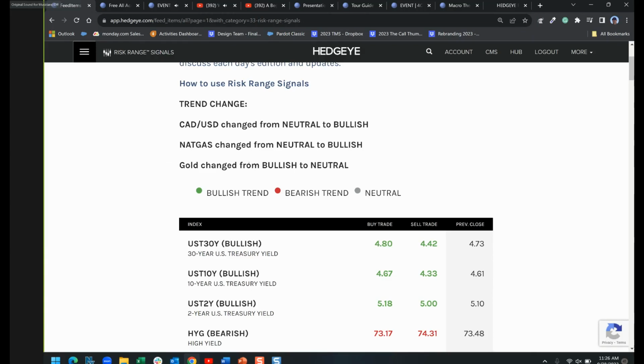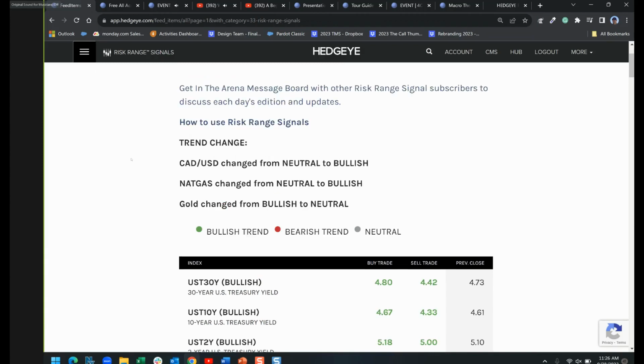There are a number of beginner guides about reviewing risk ranges and how to assess things making higher highs and higher lows. That's a double whammy, right? If you get a bullish trend and the risk ranges are making higher highs and higher lows, that's like the holy grail in terms of things you want to have exposure to within your portfolio. So that's risk ranges.